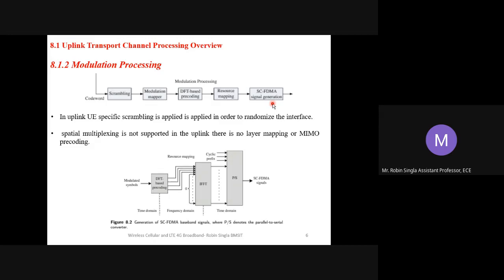For the modulation in the uplink, the various steps such as scrambling and modulation mapping are done in the same way as in the downlink. But unlike downlink, in uplink, a user-specific scrambling is applied in order to randomize the interference. Also, since spatial multiplexing is not supported in the uplink, there is no layer mapping or MIMO precoding.